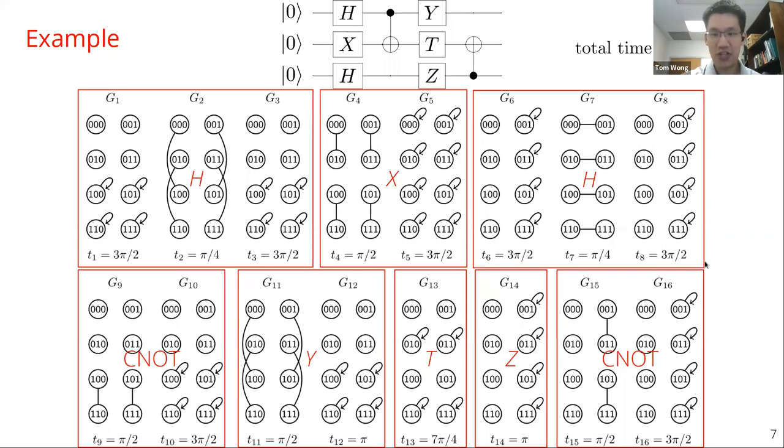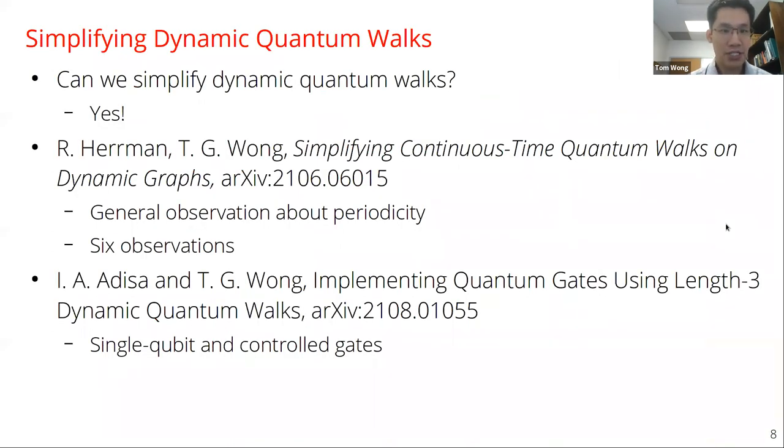All right. So if you look at this graph, it's kind of long. It's like 16 graphs. It's kind of complicated. And so a very reasonable question is, is there a way to simplify these dynamic graphs? So instead of having 16 graphs, maybe have fewer graphs or reduce the total runtime. Are there ways that you can combine graphs and do things like that? And so that's what this talk is about. And this is the topic of the two papers I'll be discussing. So the question again is, can we simplify dynamic quantum walks?